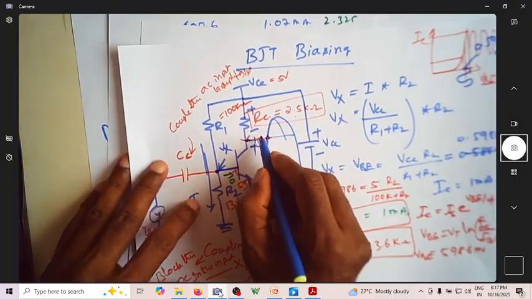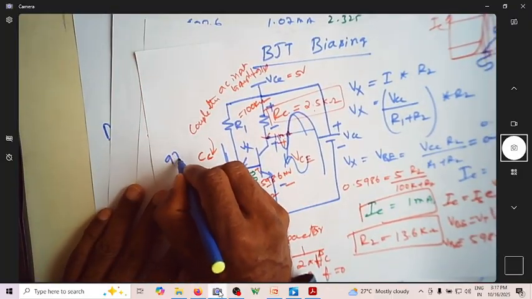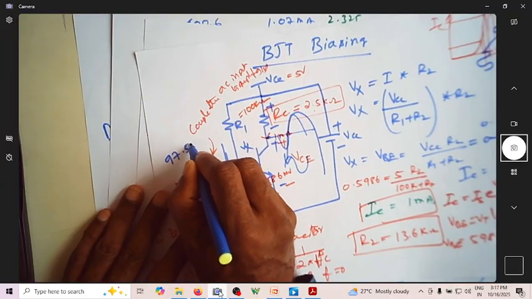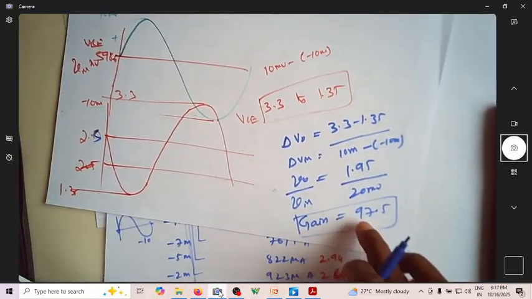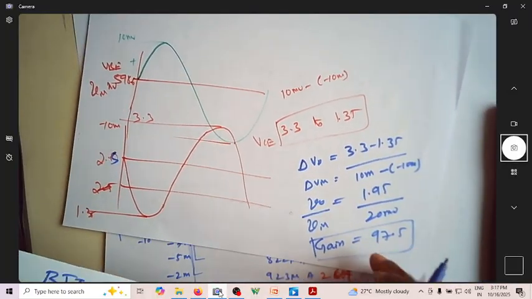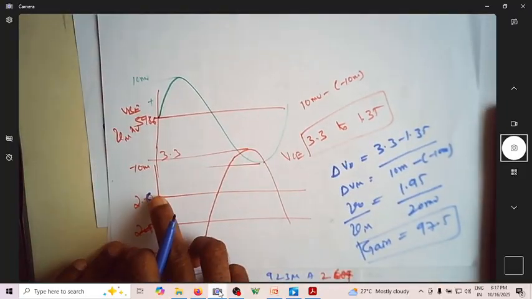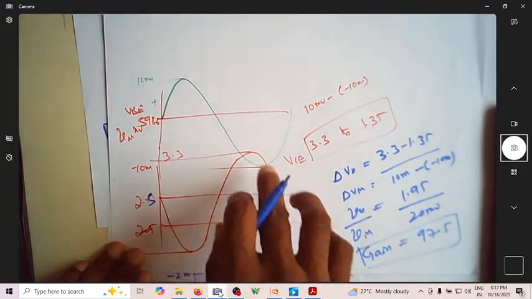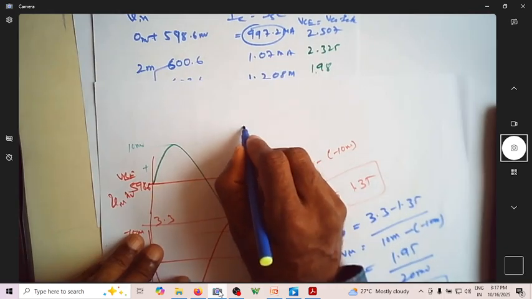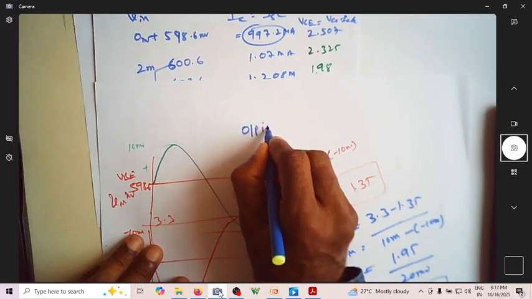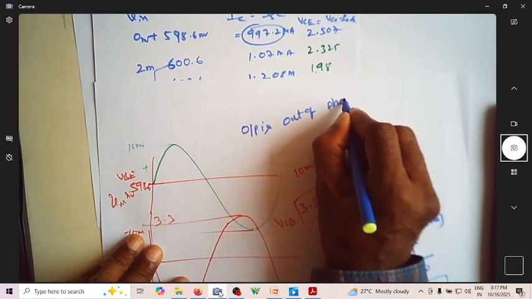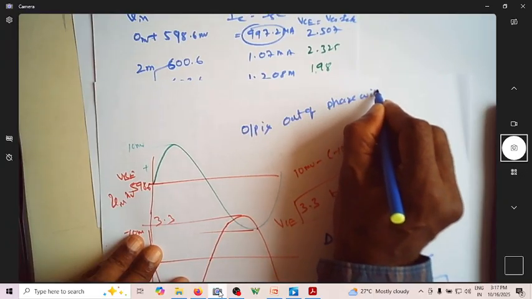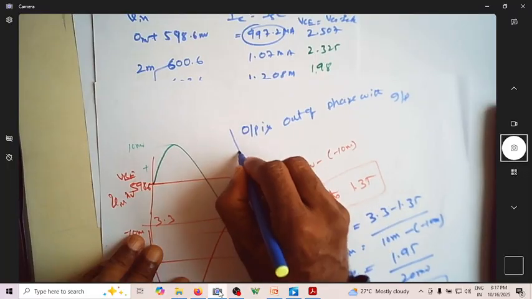So what is the gain of the amplifier? The gain of the amplifier is 97.5. This is how we found the gain of the amplifier as 97.5. And since you can see the output is going in the opposite direction, the output is said to be out of phase with the input.